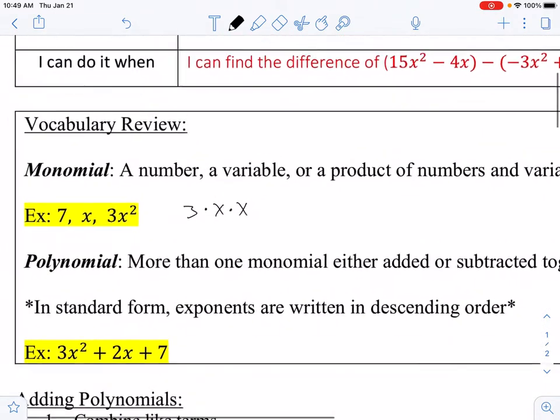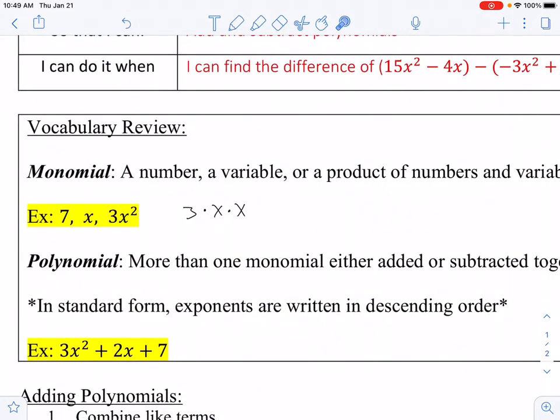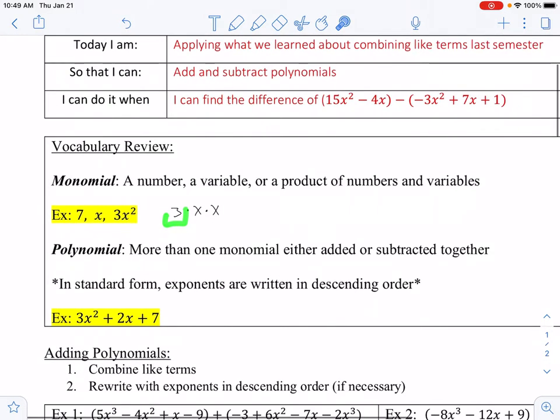It is a product, which is multiplication, of numbers and variables. So we can have multiple variables multiplying, we can have just a single number. So 3x squared, which is this expanded out. Now it would be very inconvenient to have to write that expanded out all the time. But 3x squared is a monomial. So that is just a term.